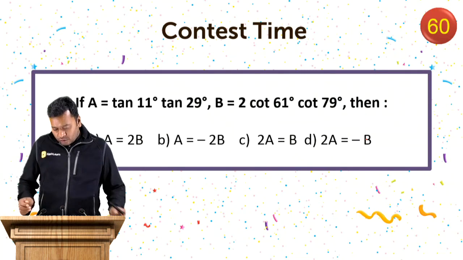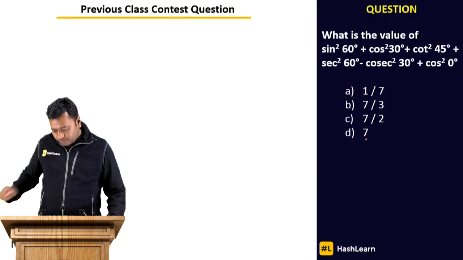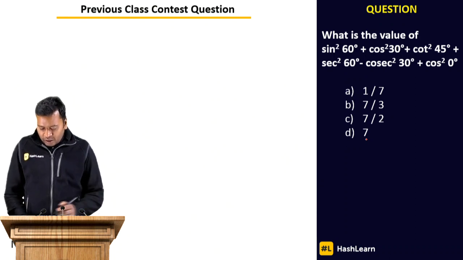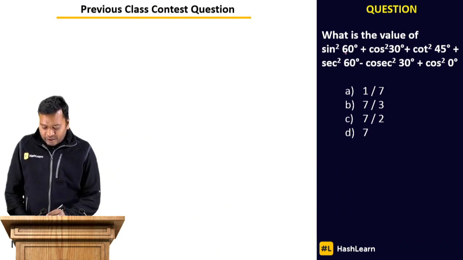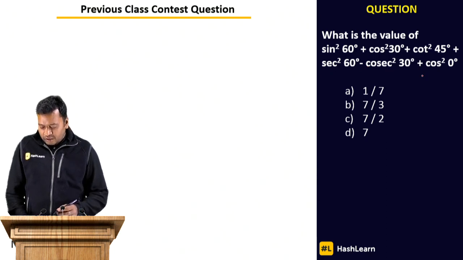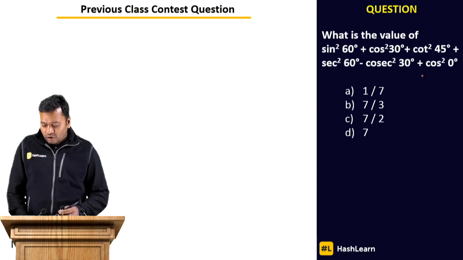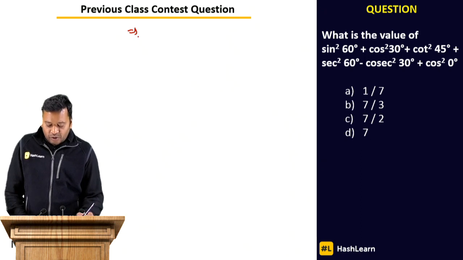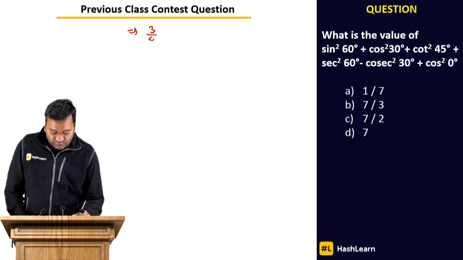Okay, so let's move to the contest question. Before that, let's try to work on the previous class contest question here. What is the value of sin square 60 plus cos square 30 plus cot square 45 plus sec square 60 minus cosec square 30 plus cos square 0? So this is a direct question. Tell me, what is sin square 60? Sin 60 is nothing but √3/2, that means 3/4.